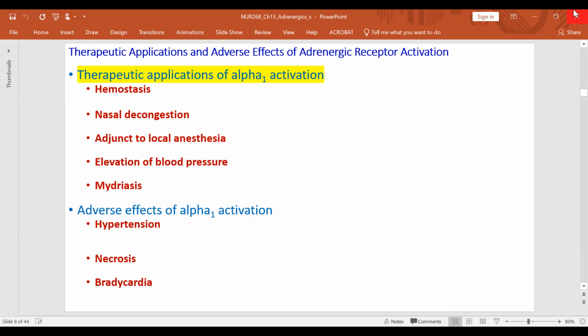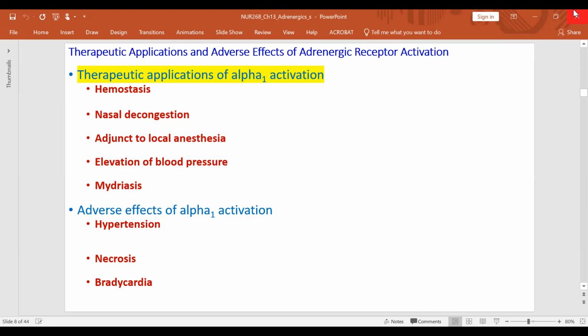The third one is adjunct to local anesthesia. We can mix a local anesthetic like lidocaine with epinephrine, so we can delay the absorption of the local anesthetic. We can prolong the effect of the anesthetic medication if we mix it with epinephrine, because epinephrine is a vasoconstrictor. It results in local vasoconstriction at the affected area in which the lidocaine is being injected for a local procedure. So the vasoconstriction resulting from that epinephrine will delay the absorption and prolong the effect of the local anesthetic.